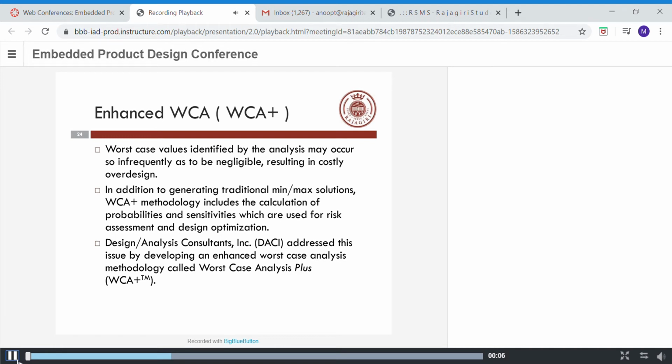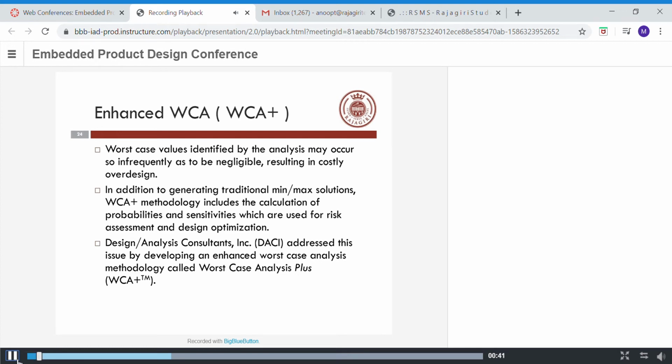Okay, good morning all. So in the last lecture, we had discussed WCA. WCA stands for worst case analysis. We had seen the basic steps of it and how you do that. And I told you that you have something called WCA plus, which is enhanced worst case analysis. It is commonly called WCA plus. It's defined as enhanced WCA.